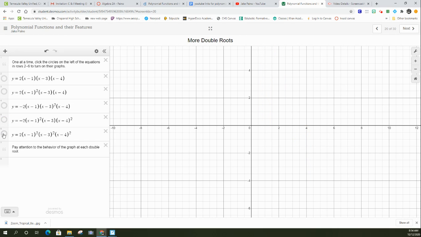Right? And then the last one, I've got square, square, square, so I think it's going to bounce on all of them. It's even, 6th degree, so both end behaviors should be going up. Both end behaviors are going up, bounce, bounce, bounce. So that's exactly what happens there.